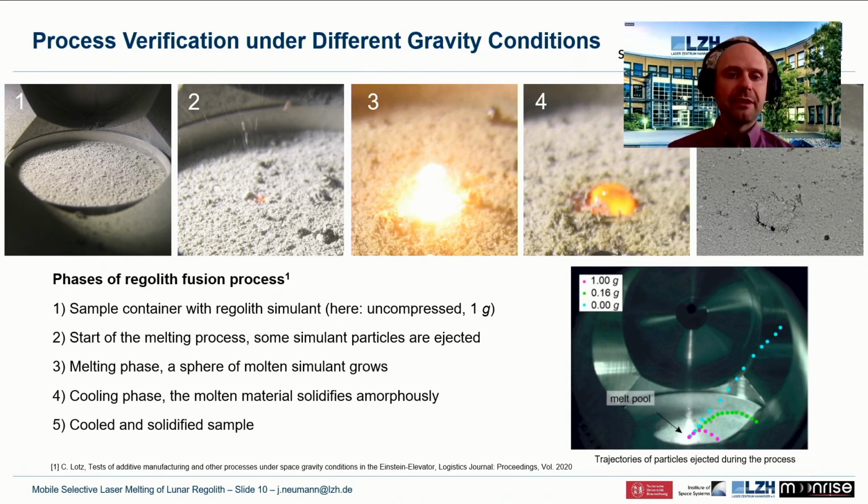In picture 2, some simulant particles are ejected, and you also see on the lower right the different trajectories when the particles are ejected. They depend, of course, on the gravitational environment. In picture 3, you see the sphere of molten simulant growing, and in picture 4, you see the cooling phase, and in picture 5, the solidified sample is removed.